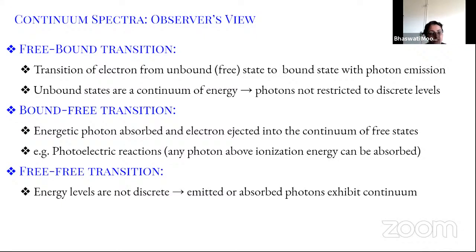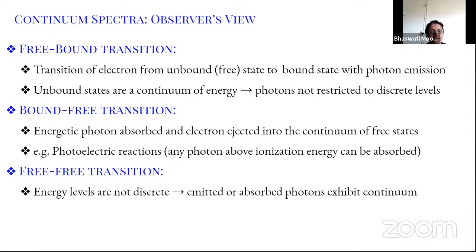The second thing is bound-free transition, where you have, say, the photoelectric effect, where energetic photons get absorbed and give out electrons which are emitted into the continuum of free states. We know that the electrons can be of any energy, because the energy of the electron will be the energy of the photon minus the work function of the material that we have.